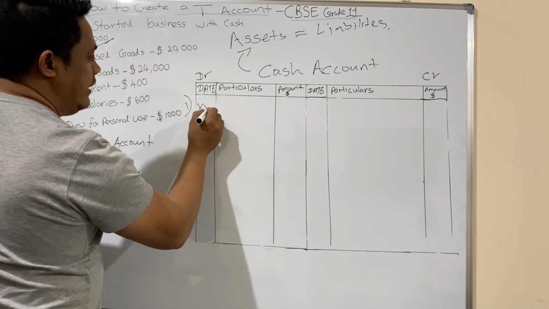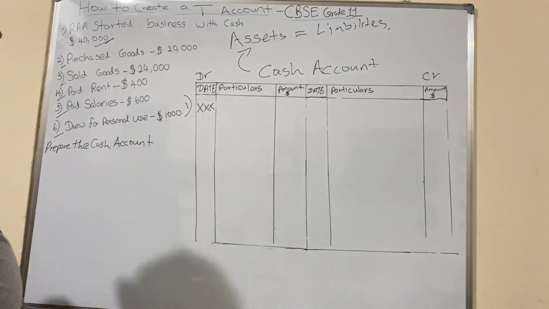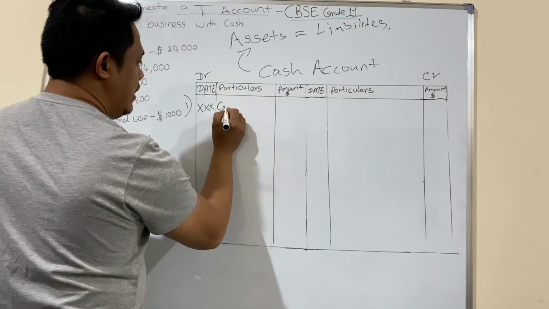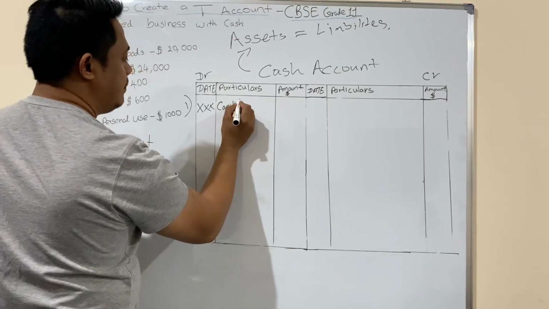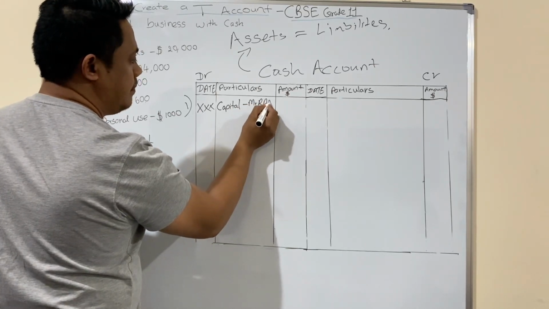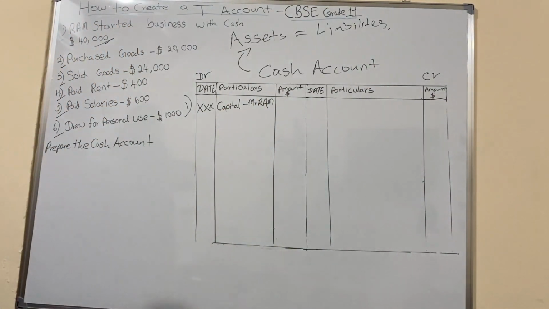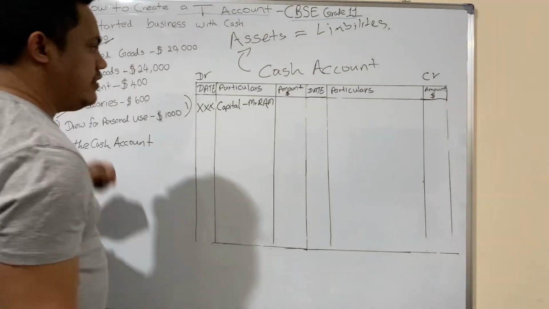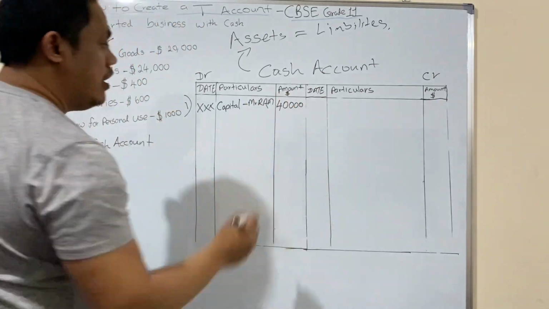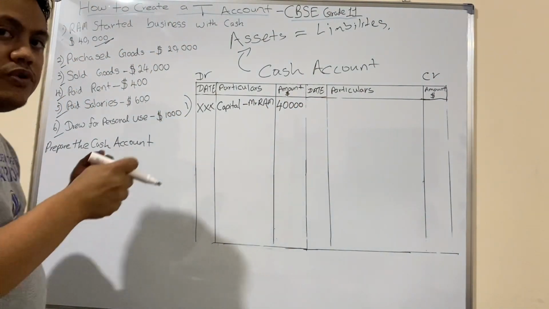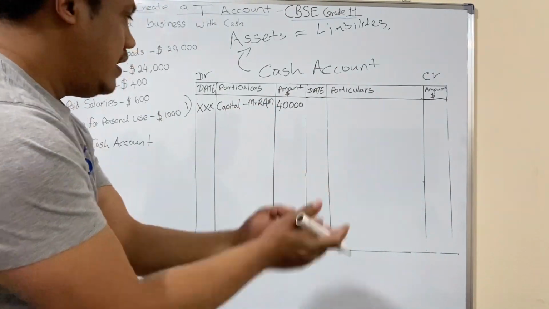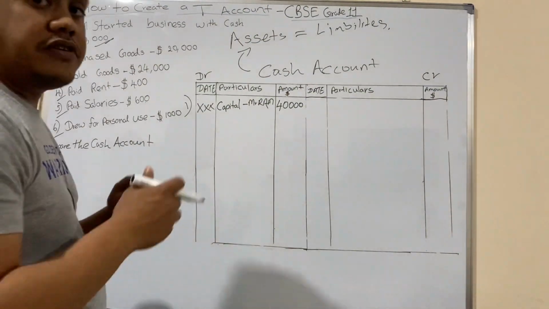You put the date here. What is the particular? You can put capital, Mr. Ram. How much cash has he brought? 40,000. Now that the cash is brought in, there is cash in the business, and you can start the transactions.